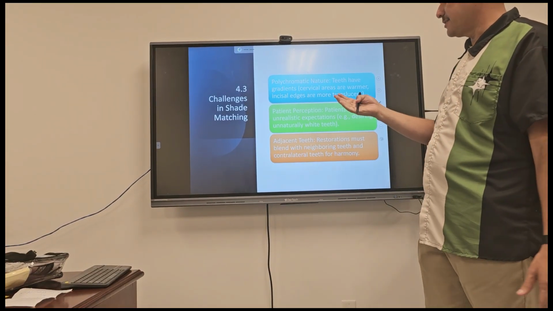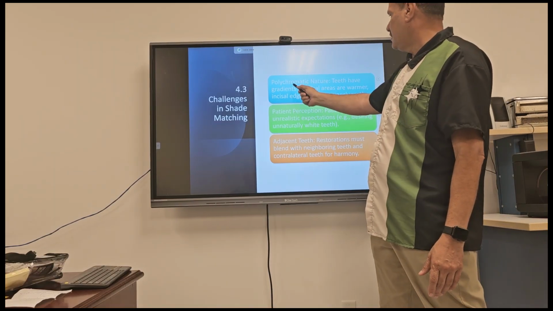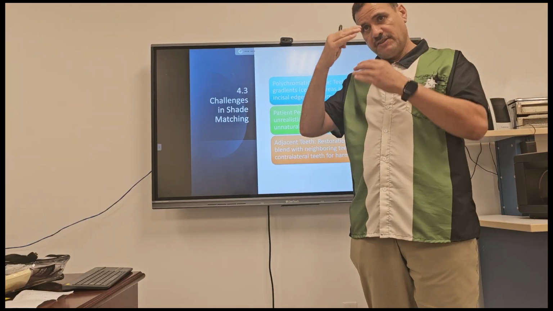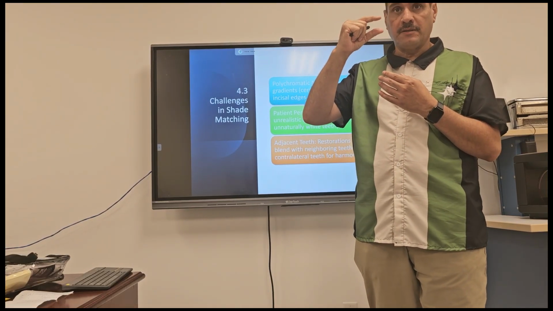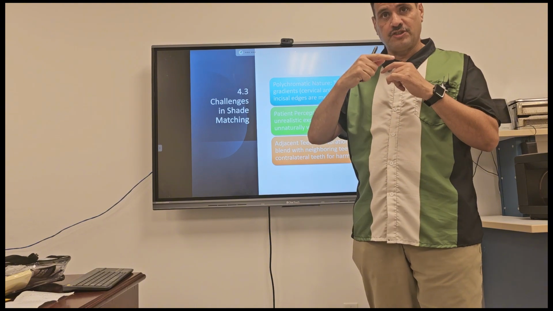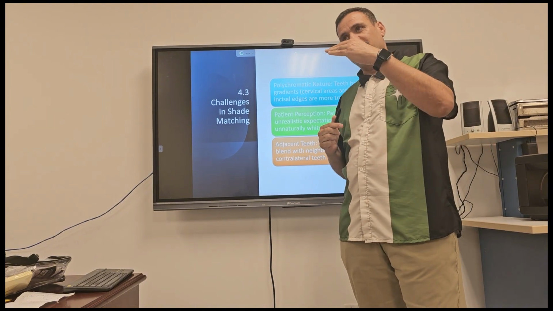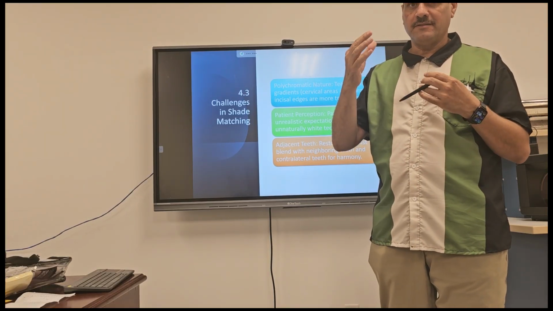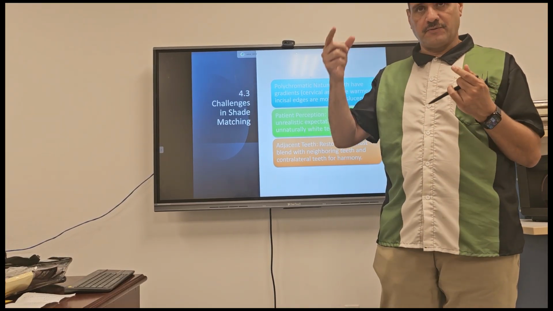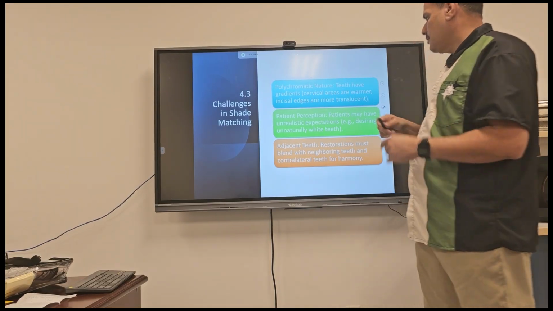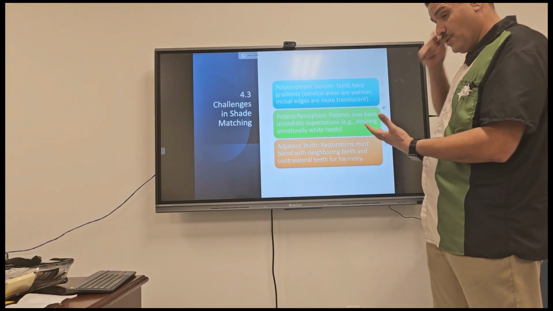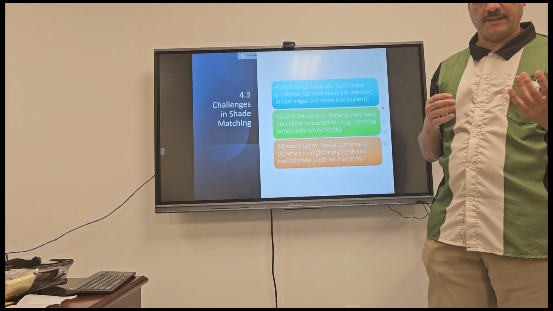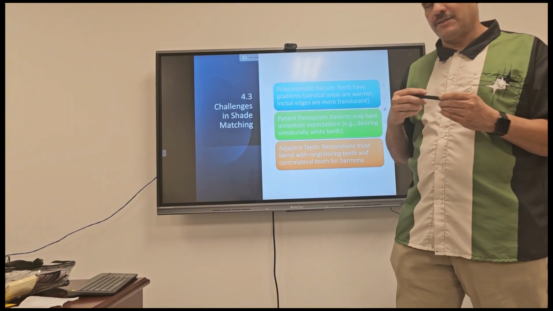Biggest challenge in shade matching: the polychromatic nature of teeth. Teeth are not uniform. The part near the incisal edge differs from the middle part, which differs from the cervical part near the gum. The tooth has three layers. The incisal part is whiter than the middle part, than the cervical, gingival part. And also patient perception. I will talk about patients who want a Hollywood smile, veneers, but we have to be realistic.